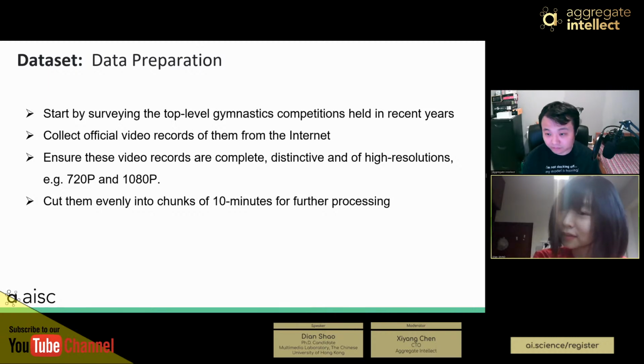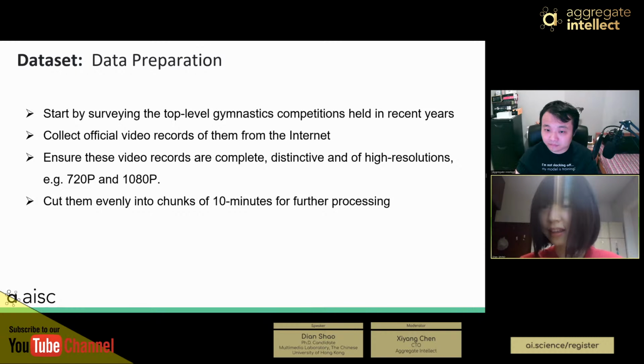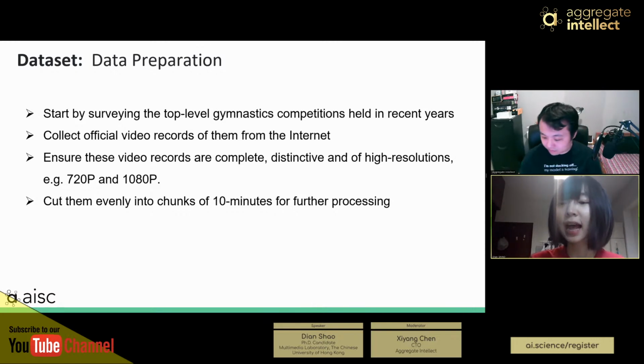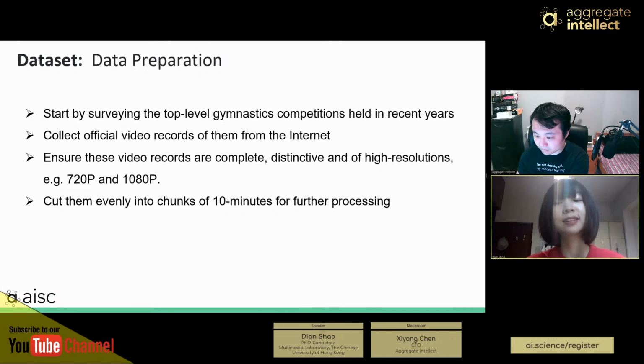Through these steps, I think the quality of the dataset is ensured by our choice of official video records. And recall that we have to have a hierarchical temporal structure. The temporal structures of actions and sub-actions are also guaranteed, as the official competitions are consistent and rich in content. What's more, data redundancy is avoided through manual checking.